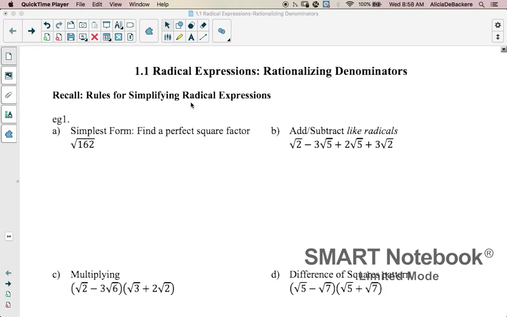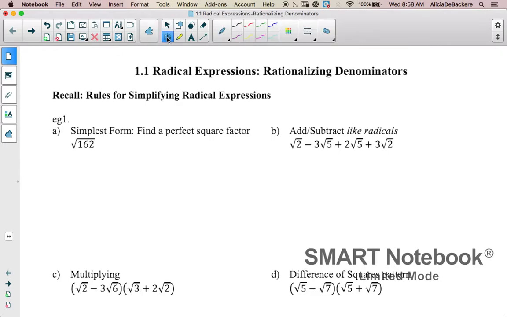So first, heading back to grade 11, how do we simplify radical expressions? In our first example, we're looking at how do I change to simplest form. And we do that by finding a perfect square factor. So when I look at the square root of 162, I go through my list of perfect squares. 1 squared obviously isn't going to make a difference, but 2 squared, 3 squared, 4 squared, 5 squared, etc. And what I'm looking for is the biggest perfect square I can find that divides 162.